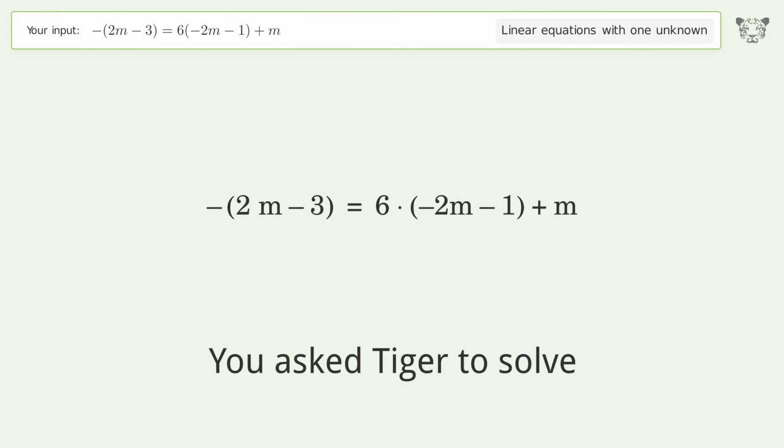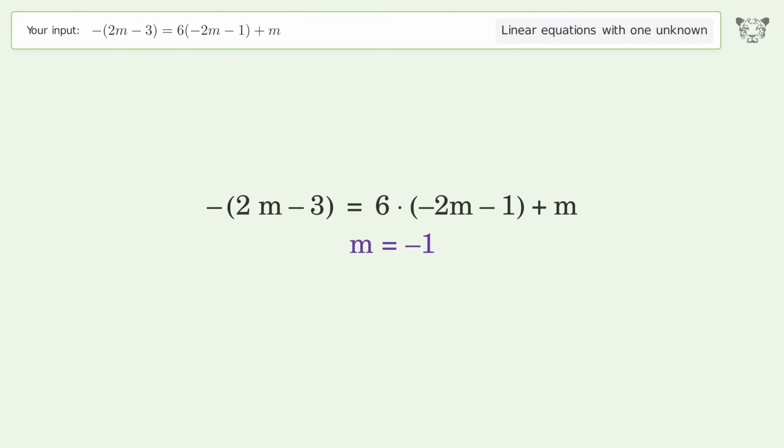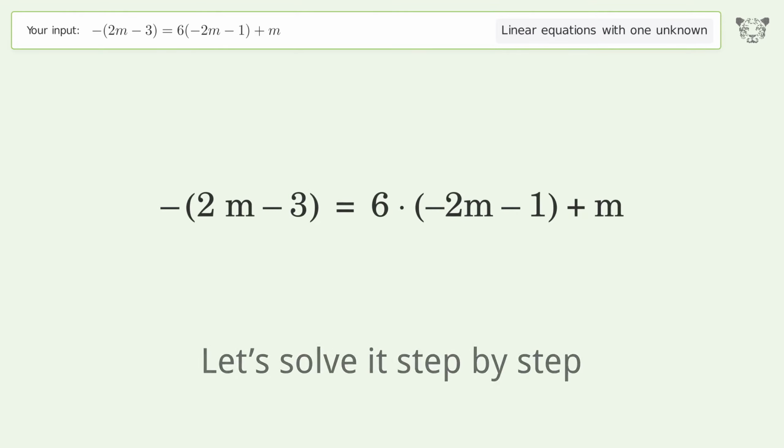You ask Tiger to solve this. This deals with linear equations with one unknown. The final result is m equals -1. Let's solve it step by step.